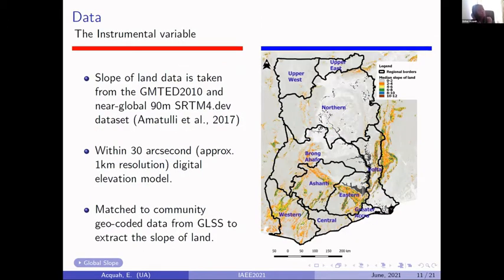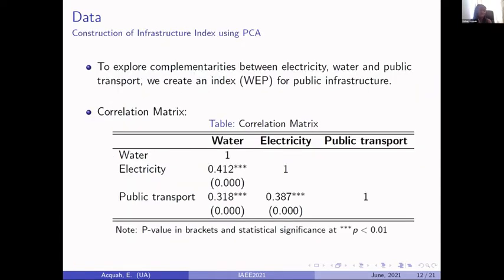So the instrument here is slope of land that I take from Amatuli and co-authors, their construction or their tools, which they use from the GMTED 2010, and it's a near global 90 meters. And this one is different from the usual SRTM in terms of the resolution. This one is within 30 arc seconds, digital elevation model. So based on the geocodes in the household survey, I match the communities and then I extract the slope at that particular point. There's not much time for me to explain.